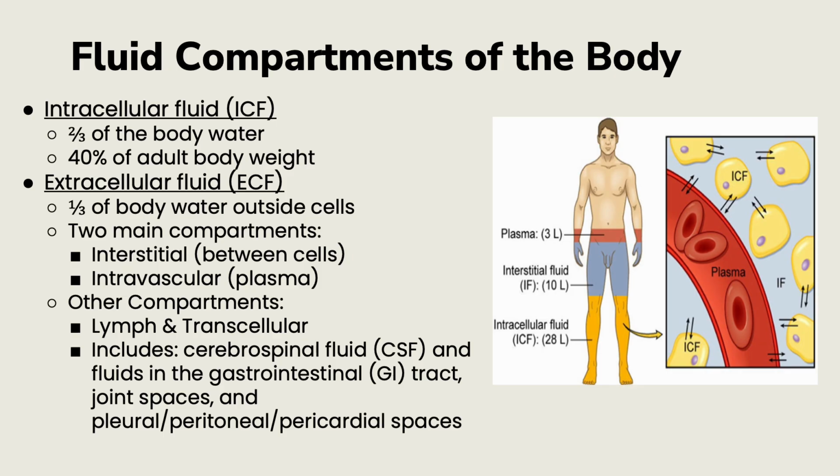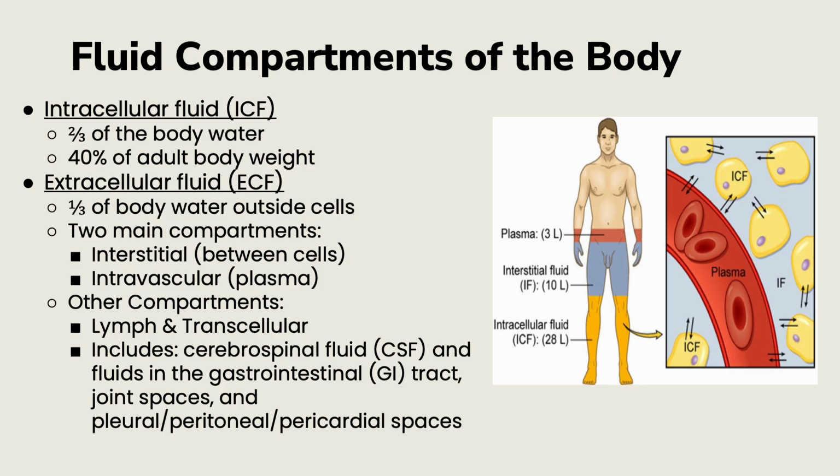Now we're talking about the fluid that's outside the cell. This is divided into interstitial fluid, the fluid between the tissues which surrounds the cells, and intravascular fluid, which is the plasma in the blood vessels. The plasma surrounds each red blood cell. There are additional compartments including lymph and transcellular fluid. Transcellular fluid is, for example, cerebrospinal fluid, pleural fluid, fluid in the GI tract and the joints, like your synovial fluid. All of this is transcellular fluid.